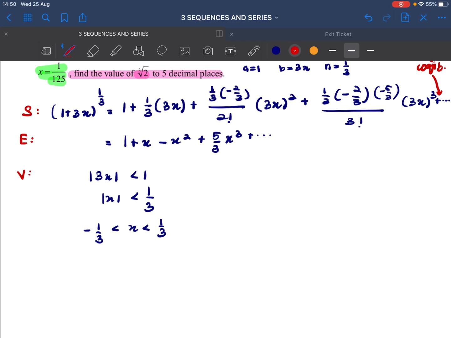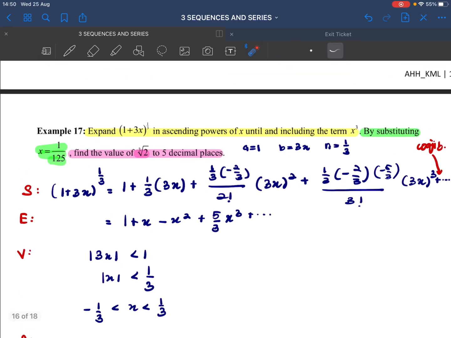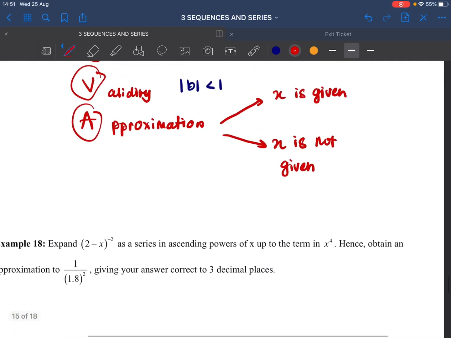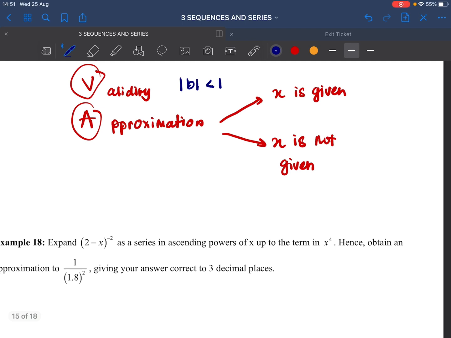So the next part is we are going to approximate. The green and the pink ones we will answer. So from here, the green color, we know that x is given. So what are you going to do if your x is given? We are going to substitute x into left hand side and right hand side. Substitute the given x into left hand side and right hand side.